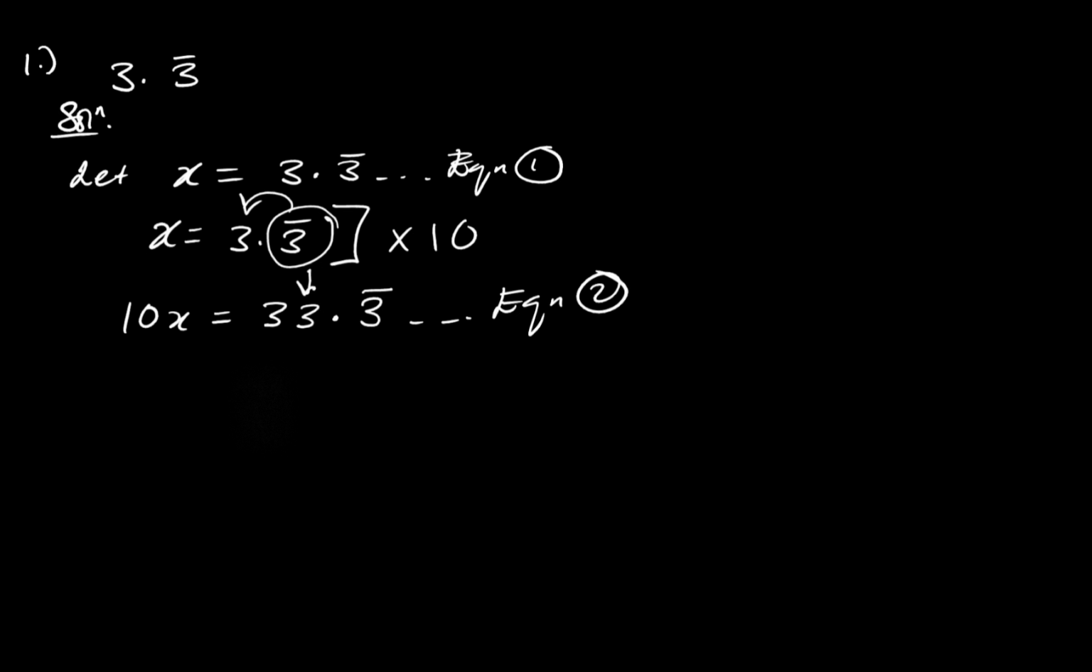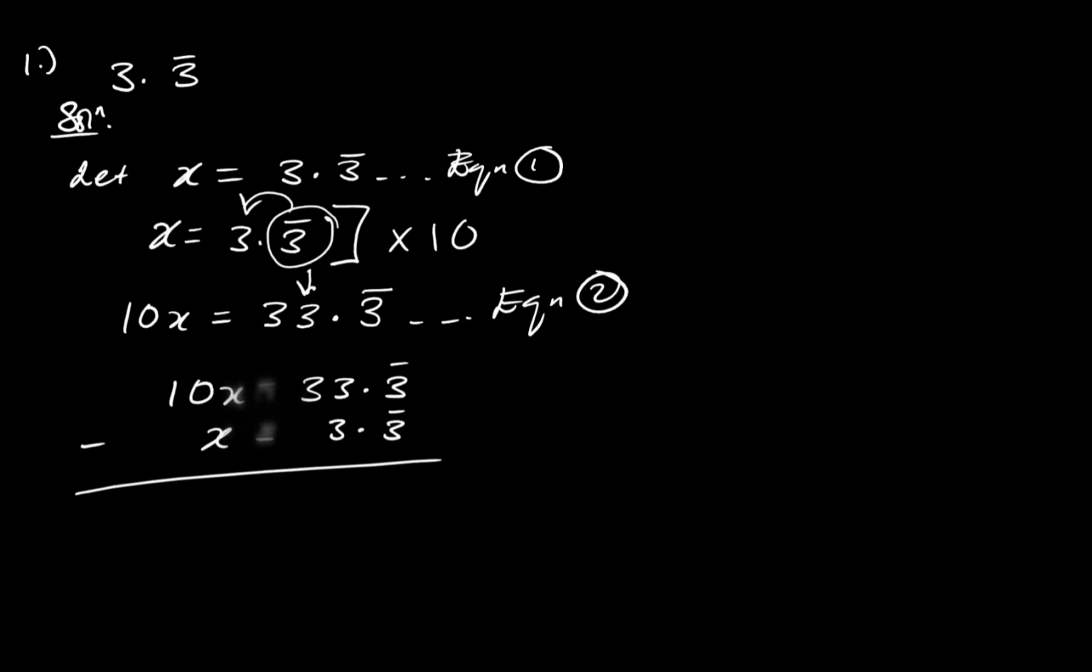Now, once we have equation number 2, the next thing we're supposed to do is simply subtract the first equation from the second equation. Therefore, we're going to be having 10x is equal to 33.3 bar, this is equation number 2, minus equation number 1, which is x being equal to 3.3 bar. I prefer putting it like this, it's easier to manipulate.